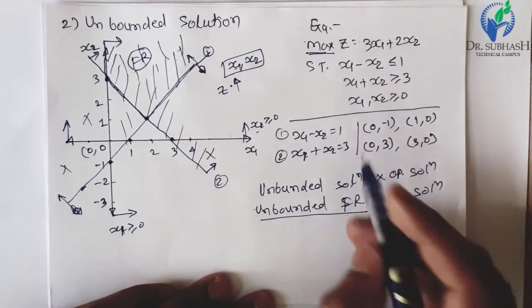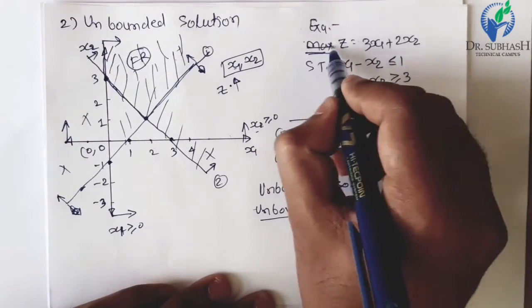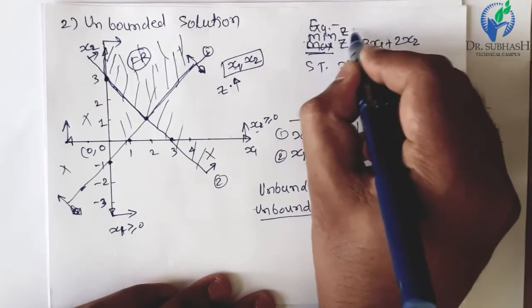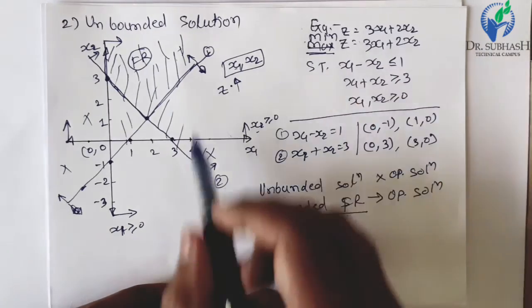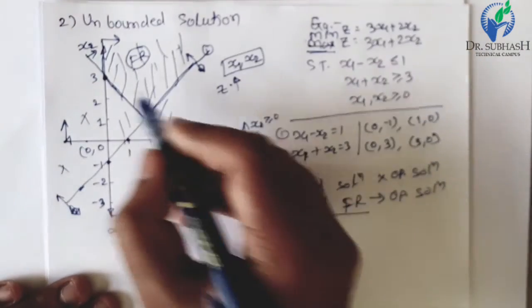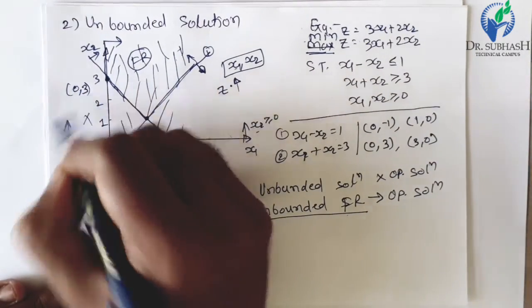So if we convert the objective function here from maximization to minimization, if this problem is given as minimization z equal to 3x1 plus 2x2, then this problem has an optimal solution. Because in this case, try to consider the extreme point. Extreme point here is 0, 3.